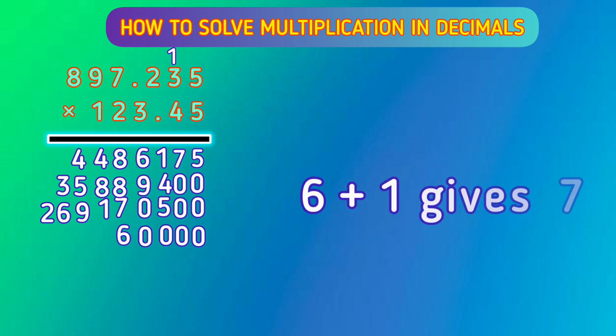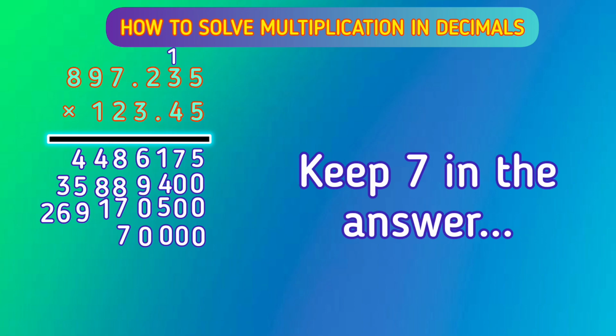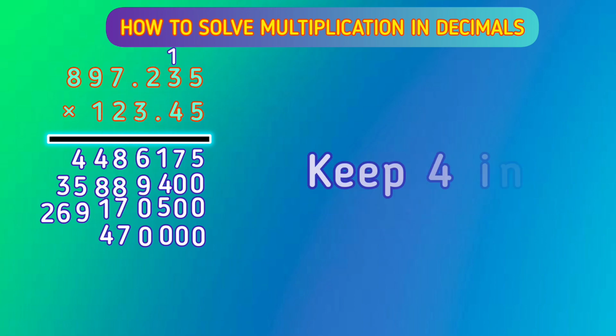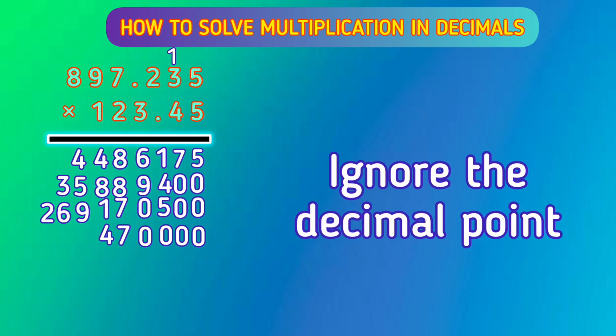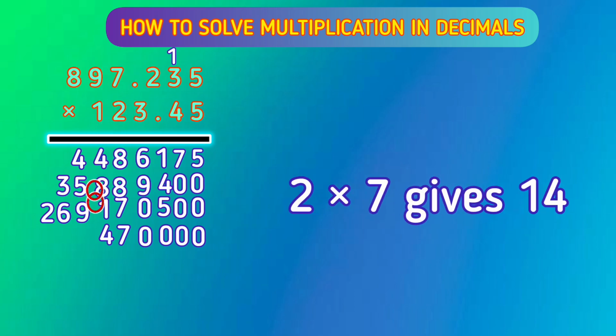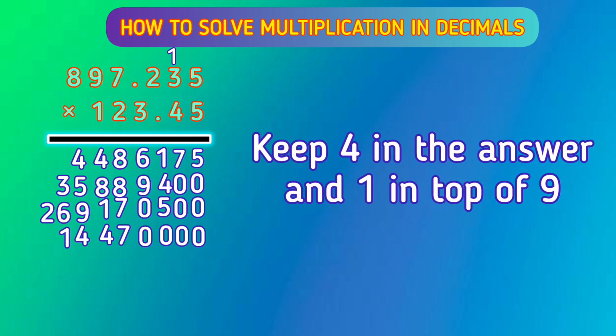2 into 3 gives 6. 6 plus 1 gives 7. Keep 7 in the answer. 2 into 2 gives 4. Keep 4 in the answer. Ignore the decimal point. 2 into 7 gives 14. Keep 4 in the answer and 1 on top of 9.